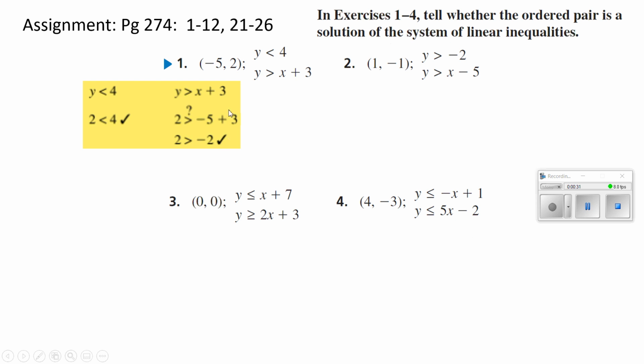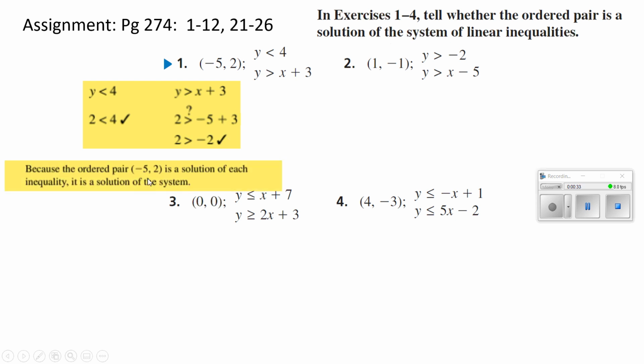That checks out. So this is a system that works. The ordered pair is a solution for the inequality. Let's go to number 3. You have number 2 and 4.